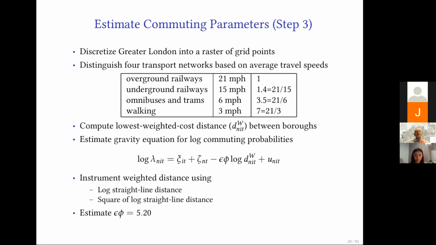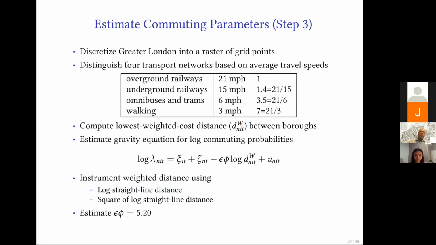So how do we estimate commuting costs? Well, we use an approach that's very popular now in quantitative spatial economics. We're going to take the area of Greater London and we're going to discretize it into millions of grid points, a grid of millions of points that we plot down onto the space of the Greater London metropolitan area.